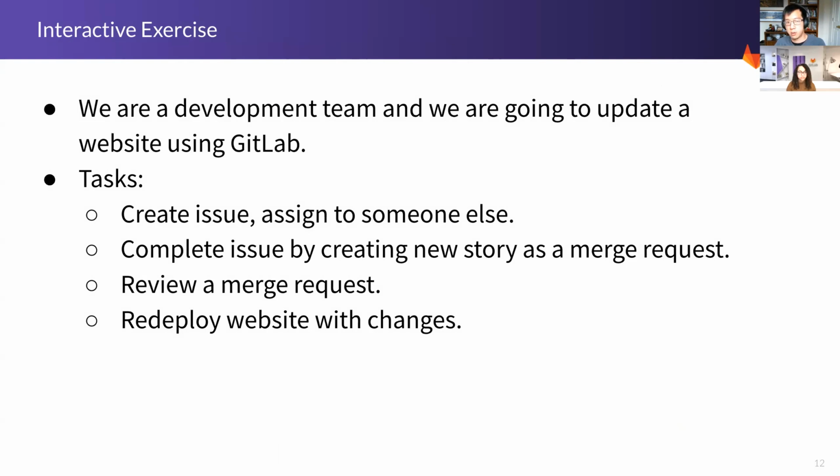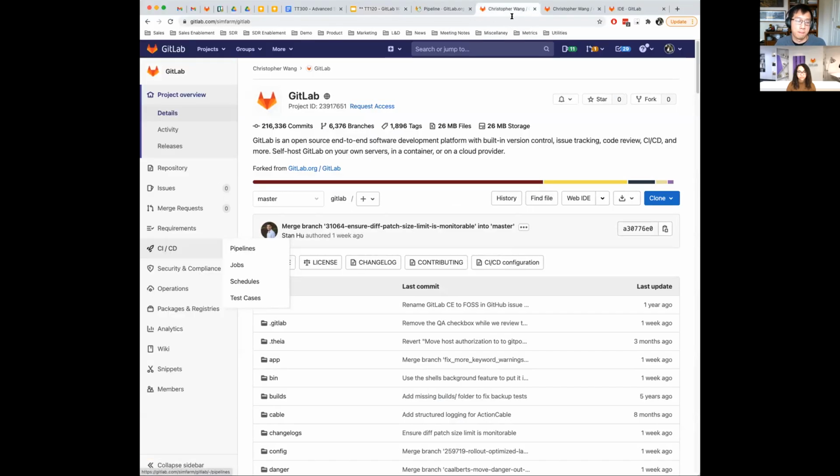The specific things that we're going to do is we're going to create an issue. I'm going to assign you an issue. You're going to assign me an issue. After that, we're going to update the code. And then we're going to review each other's code and ultimately redeploy our website using GitLab. So let me show you the website real quick.